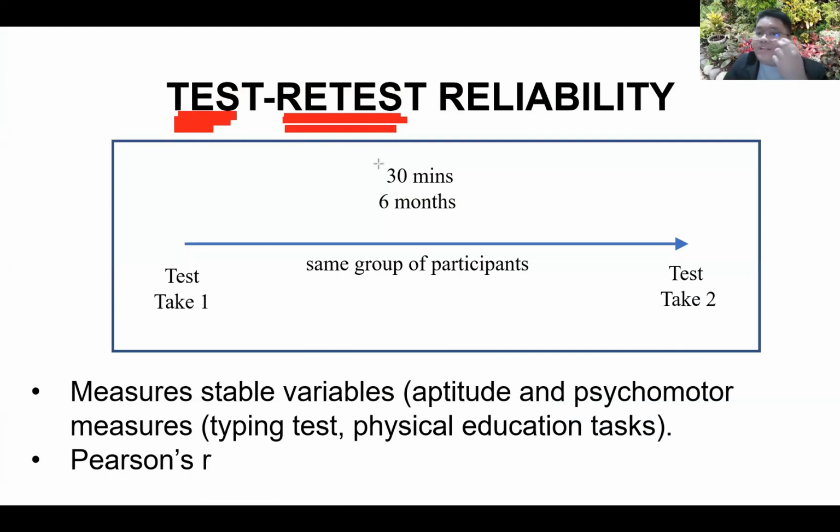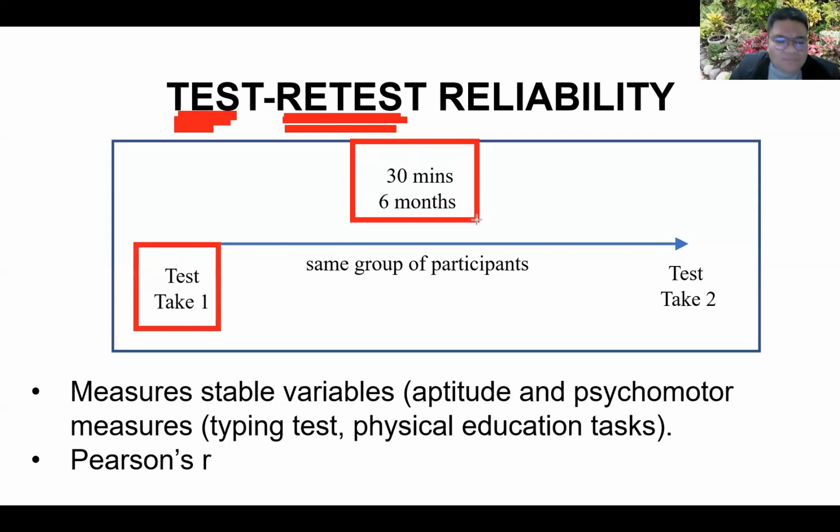Okay, so what do we do here as teachers? You give the test for the first time, and then after 30 minutes to 6 months, you will repeat the test again. Okay, after 30 minutes to 6 months, you will repeat the same test again. Okay, the same test. Take 2 only. What is the purpose? To know if the responses of your students are consistent on the first examination and the second take of the same examination.